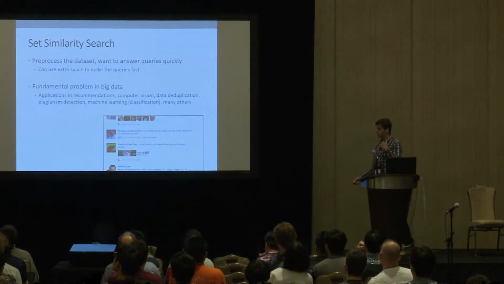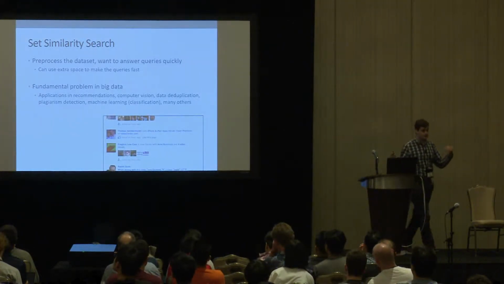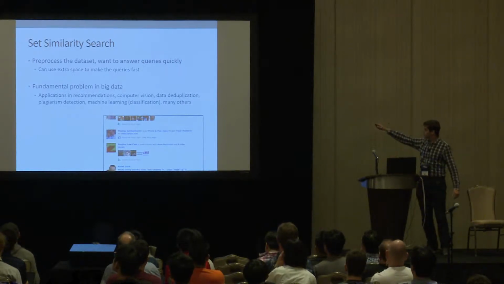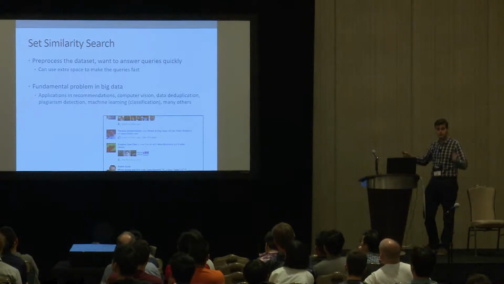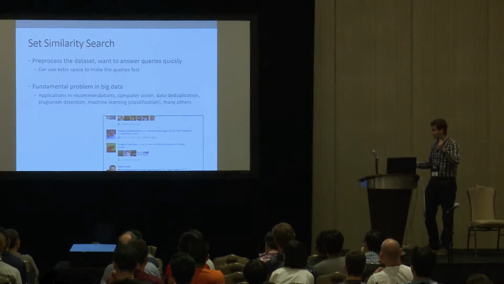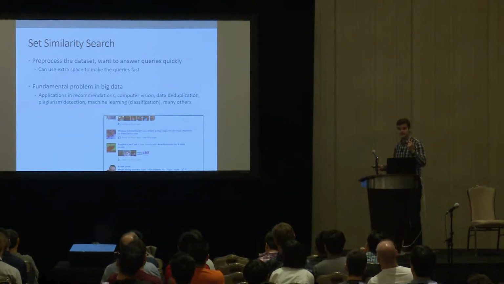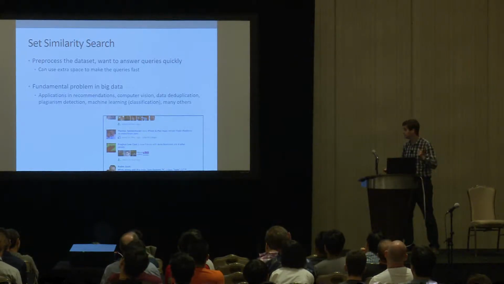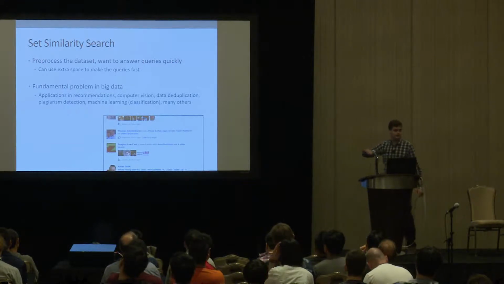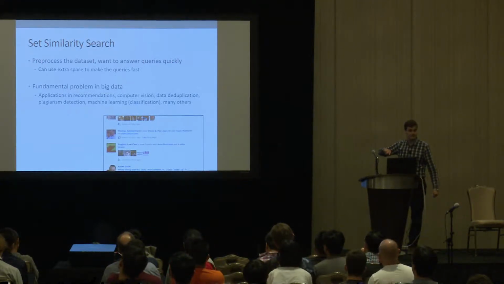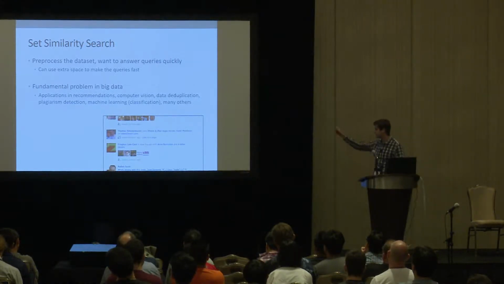So in particular, we're going to get our database of sets, and we want to pre-process this database so that we can answer queries quickly, where the query is, find me a set in this database which is similar to this query. And in particular, when I talk about pre-processing, we're allowed to use extra space to make the queries fast. A pretty decent amount of extra space, even a polynomial amount of extra space, actually.